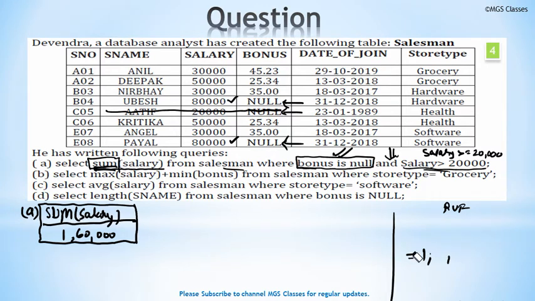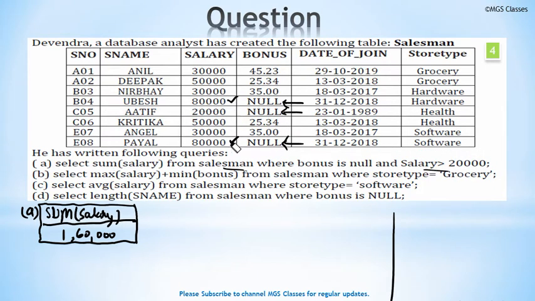Okay, so what is the second query? The second query is given here. I am roughing all those portions first so that we can get a clear-cut solution for the second query also. The second query is: select maximum of salary and minimum of bonus, add those, from the sales table where store type equal to grocery. We are interested only in those rows whose store type is grocery. Only 2 rows are there, rows 1 and 2, whose store type is grocery. So we are interested in these 2 rows only.